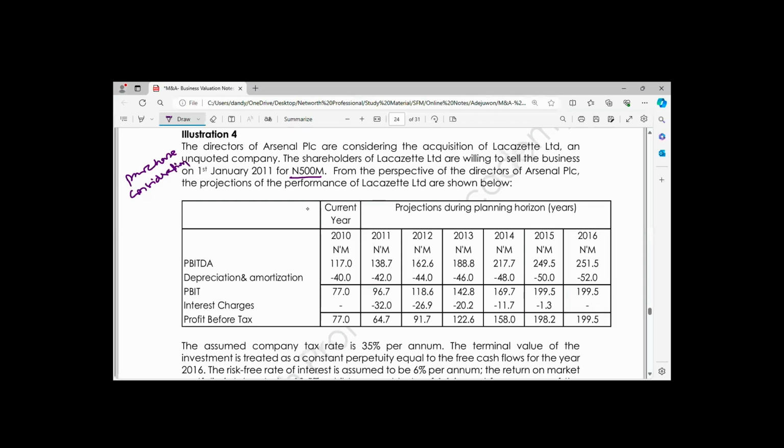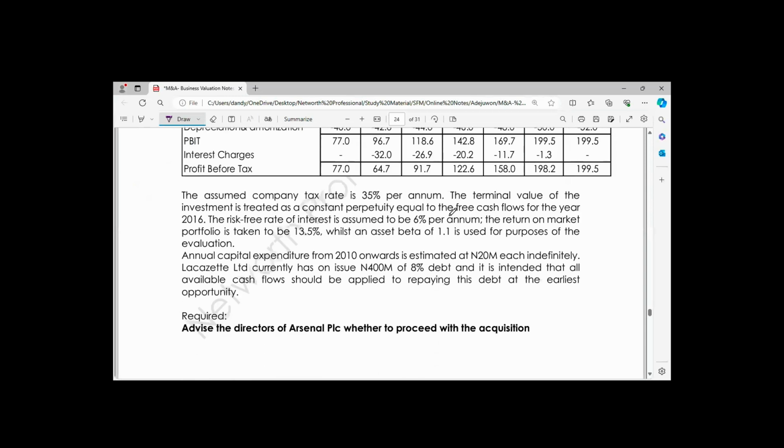Just like initial outlay. From the perspective of the directors of Arsenal PLC, the projection of the performance of Lacazette Limited are shown below. We have current share and the projection during the planning horizon. The assumed company tax rate is 35%. Okay, here we have tax per annum. The terminal value of the investment is treated as a constant perpetuity equal to free cash flow for the year 2016. So what the examiner is simply saying here is that the base year is 2016, so we need to calculate the market value from 2017 to infinity.